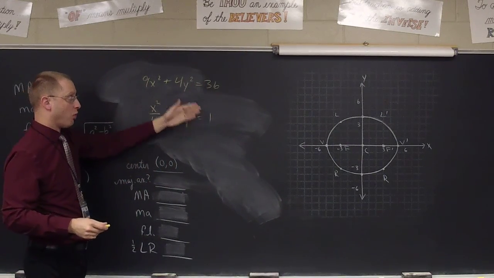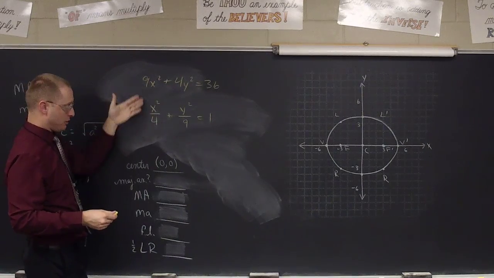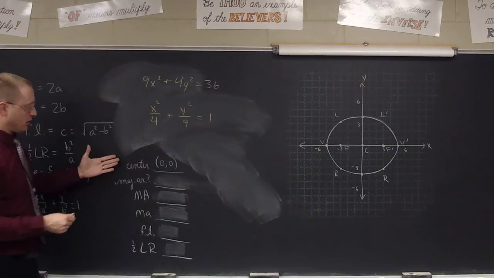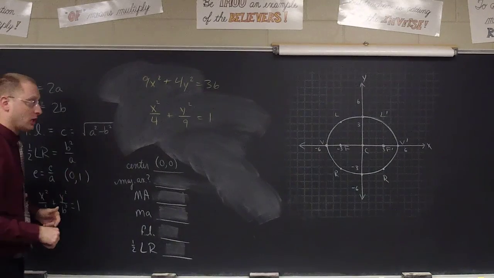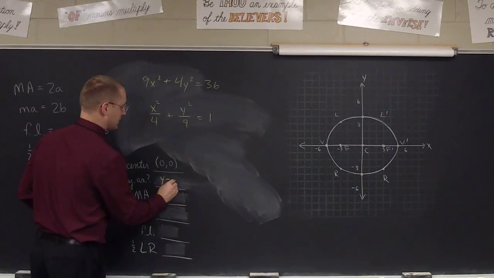36 divided by 36, 1. 9x squared over 36 becomes x squared over 4, and 4y squared over 36 becomes y squared over 9. Center again was at 0, 0. Which axis is major, class? Y. The y-axis this time.